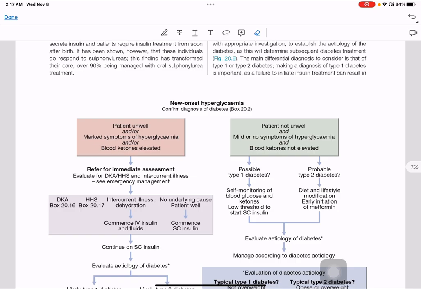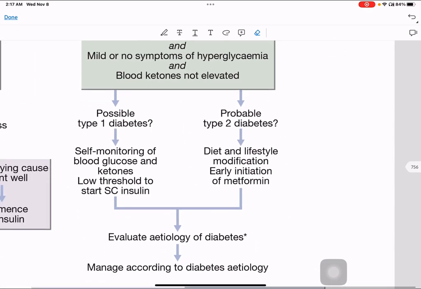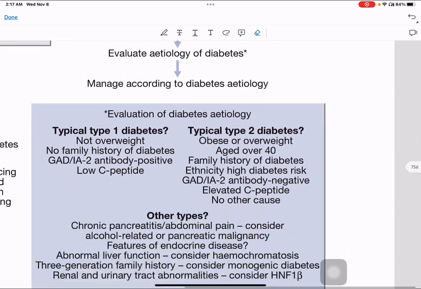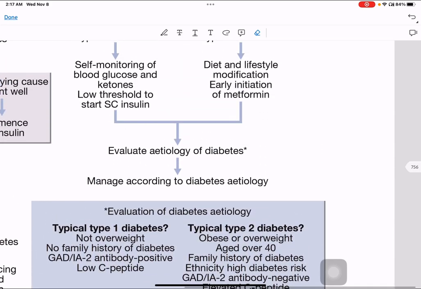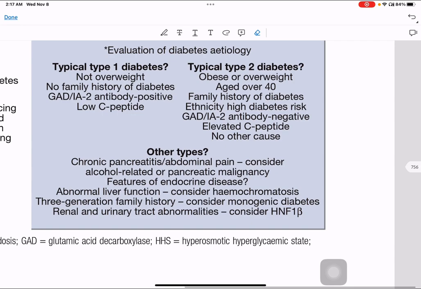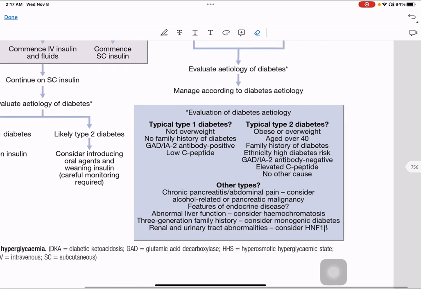So if the patient is not in this group, we should evaluate the cause of the hyperglycemia, or the other secondary causes like chronic pancreatitis, alcohol abuse, some other endocrine disease, liver function, and maturity onset of the diabetes mellitus of the young. This should also be checked to find out.